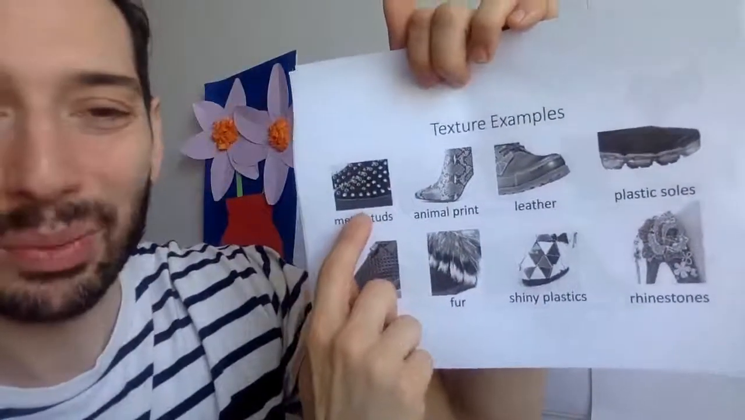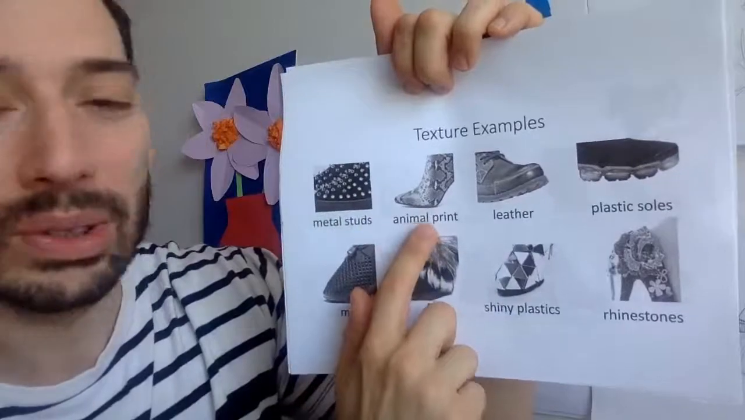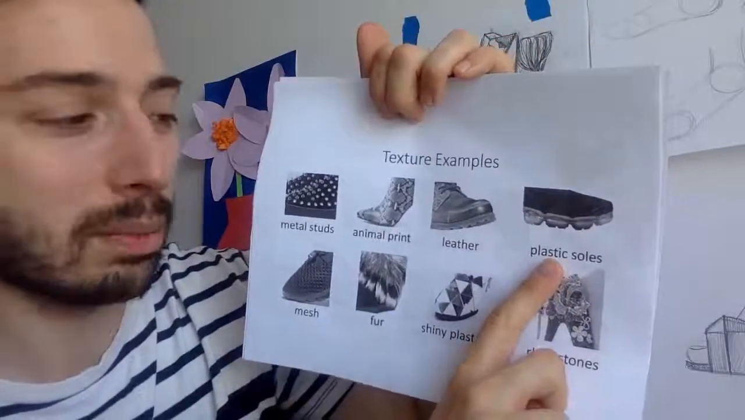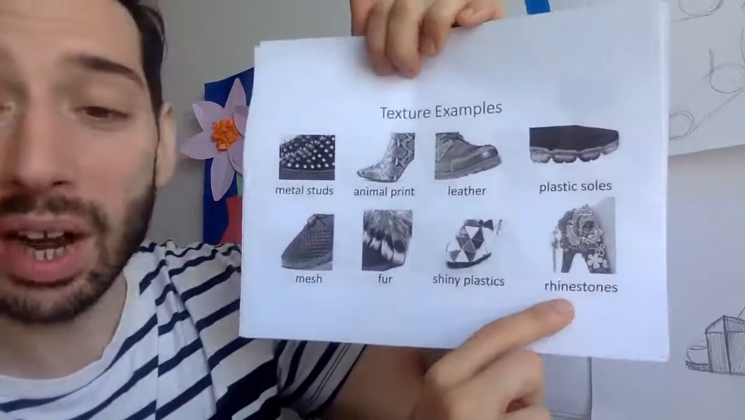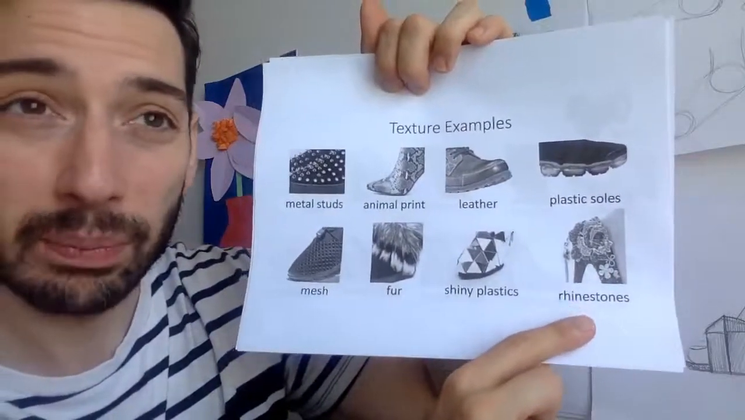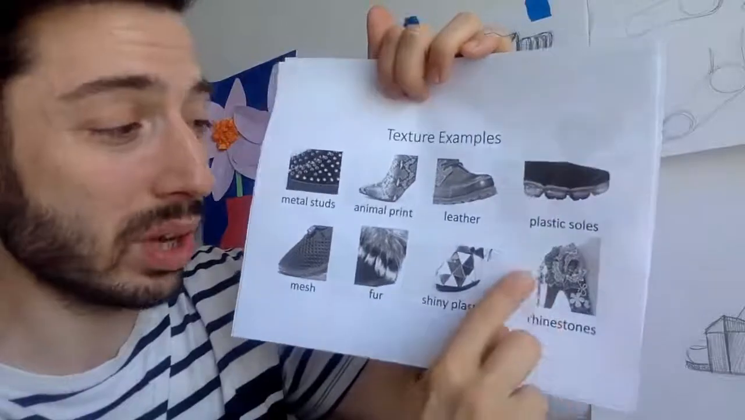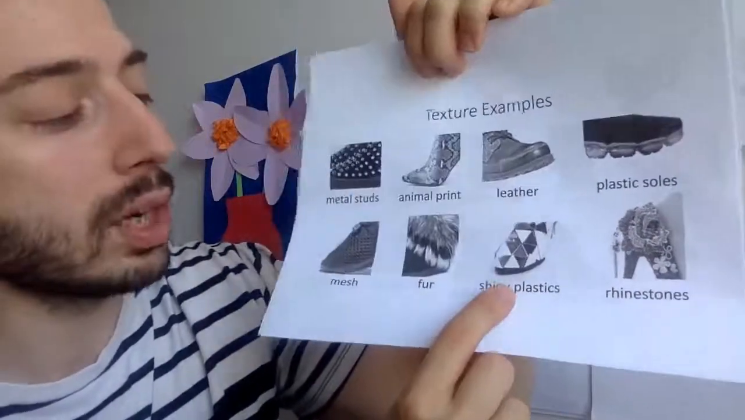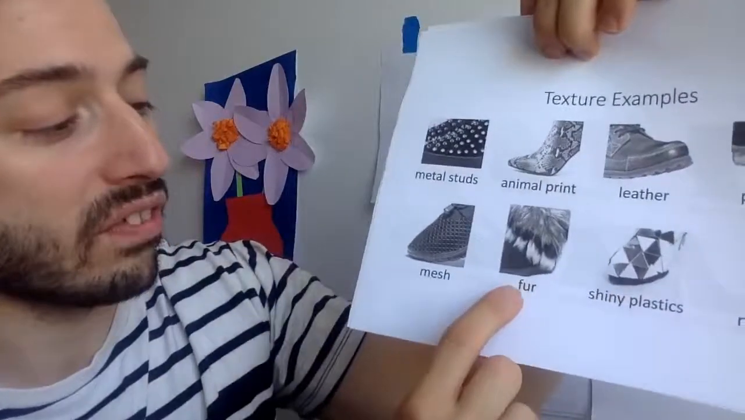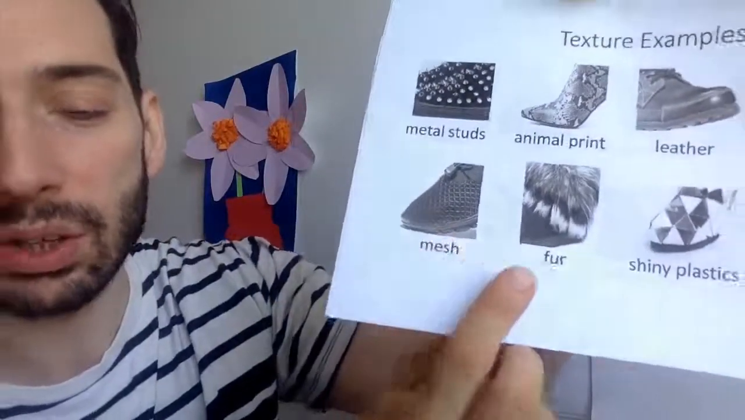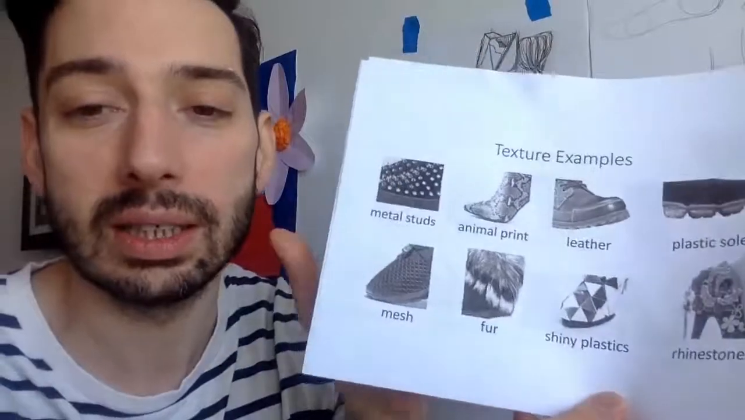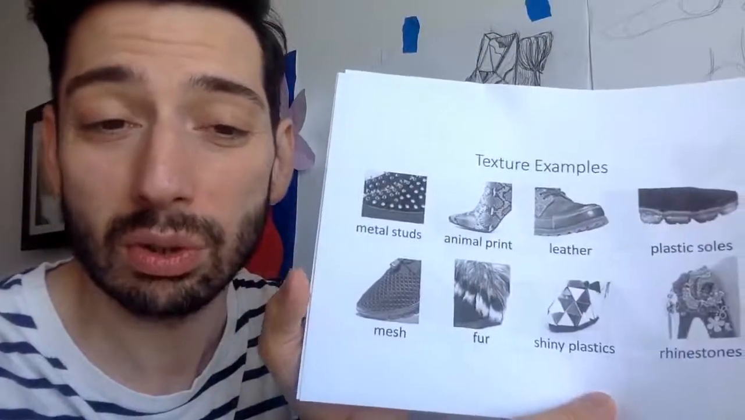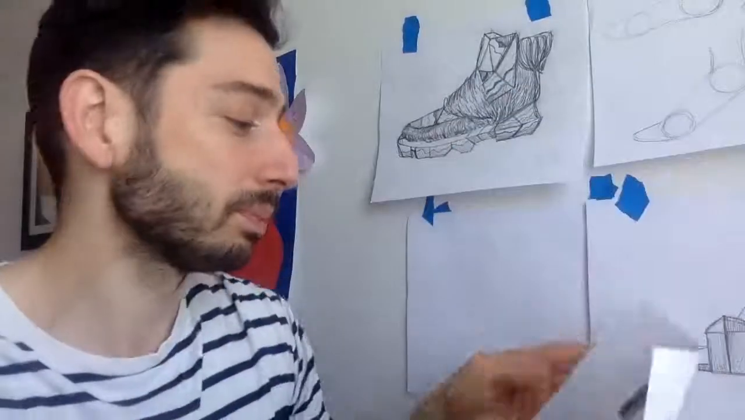Some shoes might come with metal studs or spikes, others an animal print, leather, plastic, lots of plastic soles, rhinestones, so kind of like these shiny surfaces. Here, different types of shiny plastics or reflective surfaces, fur, and also mesh, which is actually quite common in a lot of sneakers these days. So here's just some textures that you can choose to combine, but you're not limited to these.